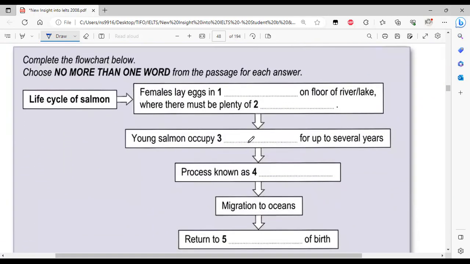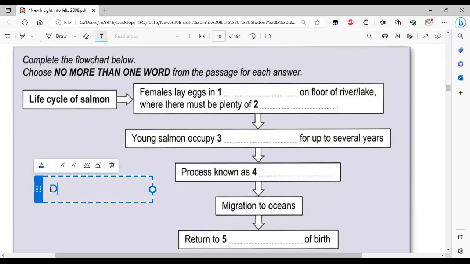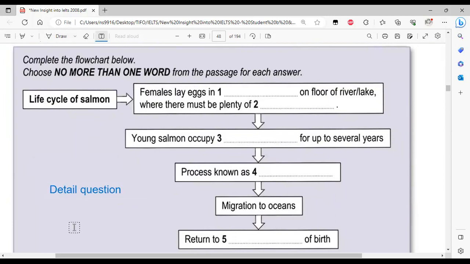Now, here, is it about the main idea or the details? Details. And I will write here. So this is about the detailed question. Detail. That's a detailed question. Now, what do I need to do? To skim or scan? Scan.